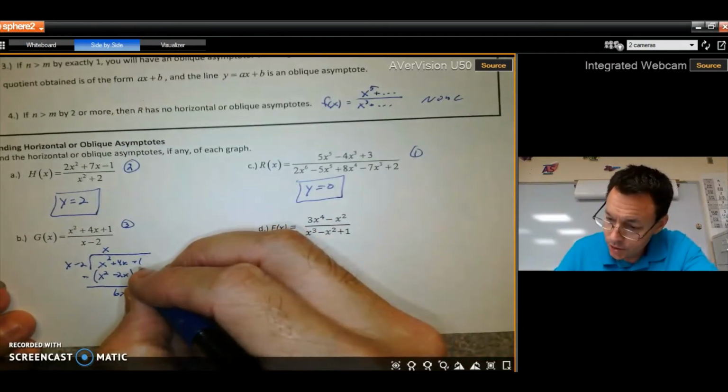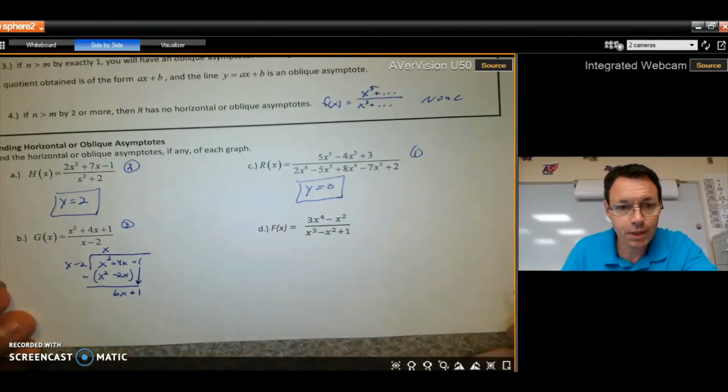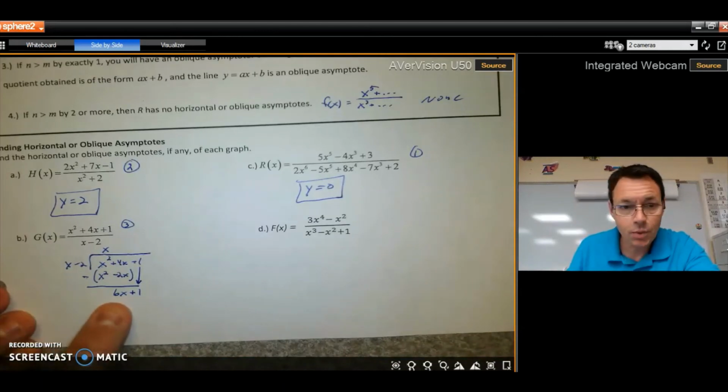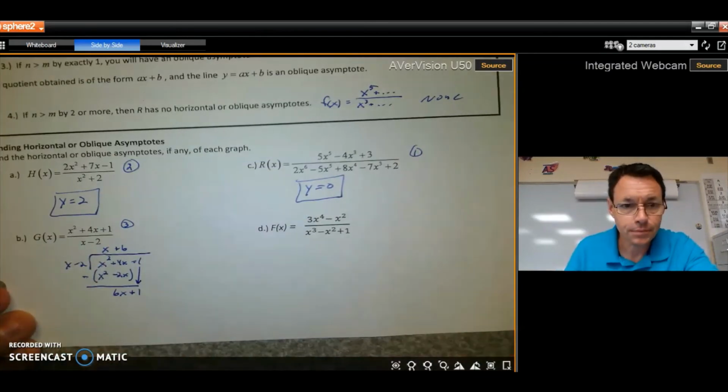Well, in long division, the next thing you do is you bring down the number that's remaining, and then you do it again. So again, look at the x, and then you have 6x. So what do I multiply x by to get 6x? Well, a 6.